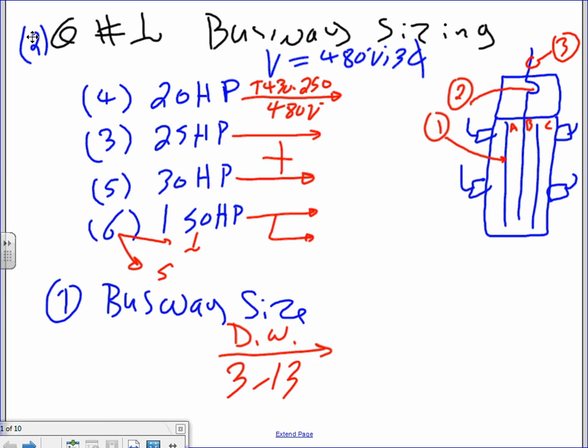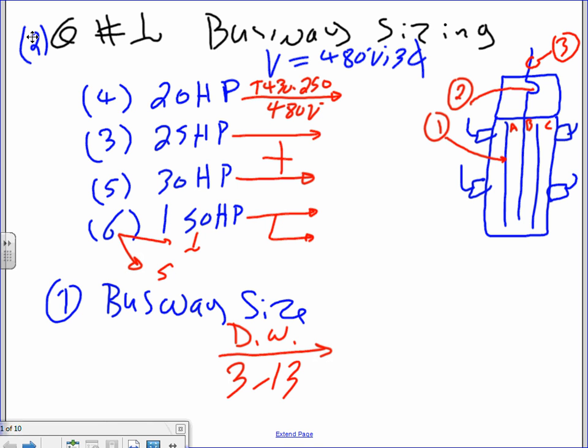I have a busway and I need to size it. The busway is 480, 3 phase. And I need to size the following items. First, number 1 is the copper, which is the actual busway. Number 2 is the overcurrent protection device for the busway. And number 3 is the feeder that feeds that busway. Cool, 3 things.